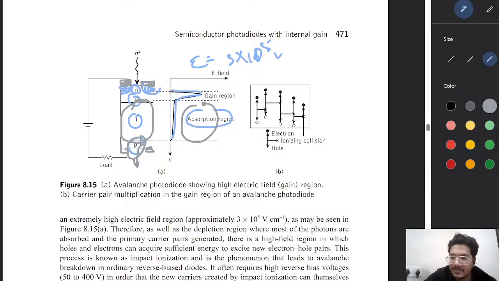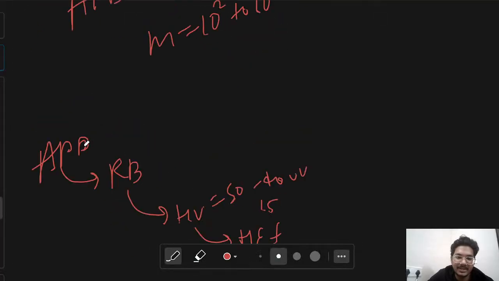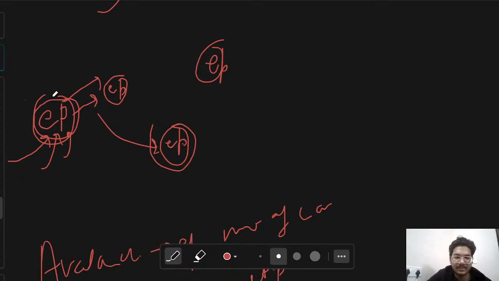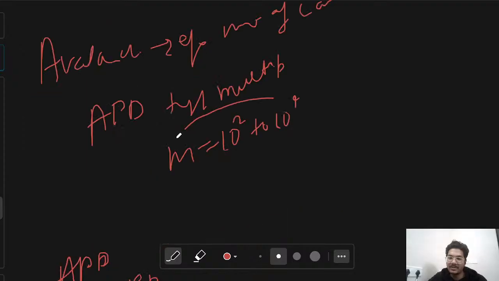In summary, we have to explain that the APD, the avalanche photodiode, provides internal gain through impact ionization. You understand impact ionization by saying this: when a carrier moves in a high electric field, it gains high kinetic energy and produces another carrier. This is the multiplication that happens in the high electric field. The gain ranges from 10 to the power 2 to 10 to the power 4, but it also depends on the device quality.